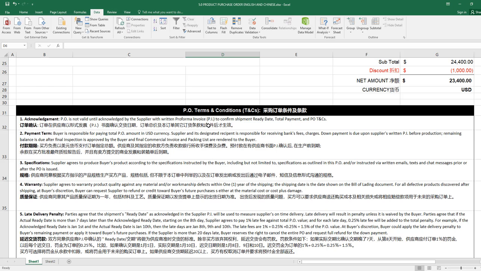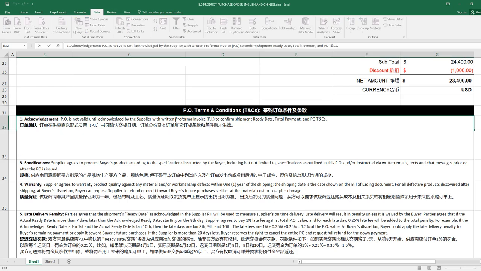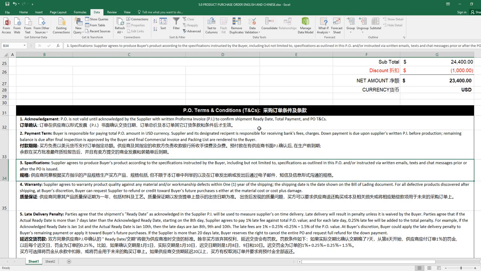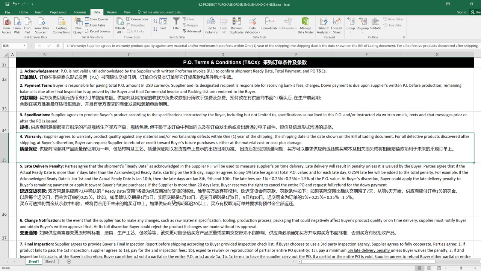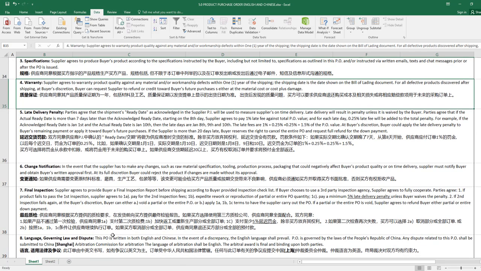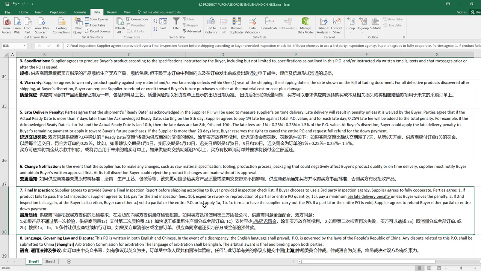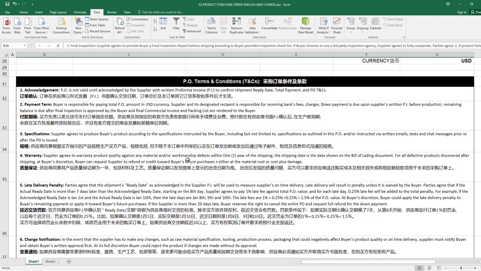Just always keep in mind, don't ever pay the down payment until you have the written pro forma invoice to confirm everything you expect your supplier to confirm, whether it's delivery date is important to you, or quality, or all the other terms here. And also don't pay the final payment until your inspection is 100% satisfactory to you. So as long as you keep the money tight in your wallet, you should be okay.